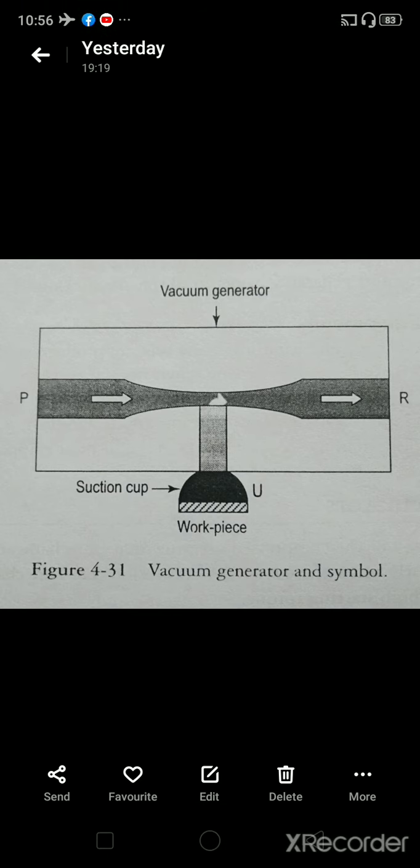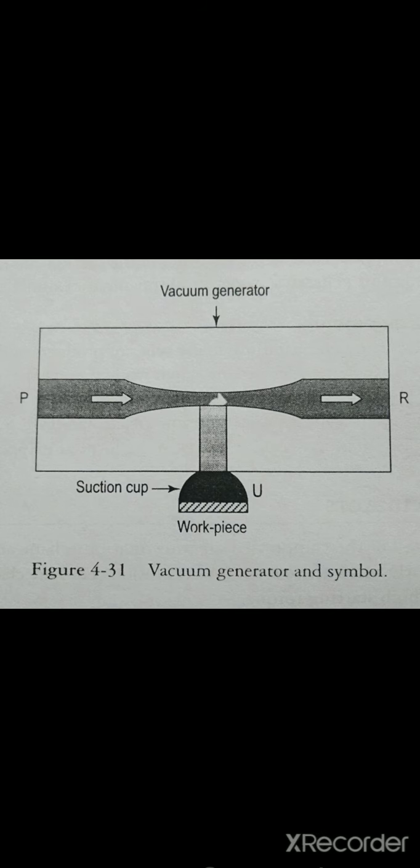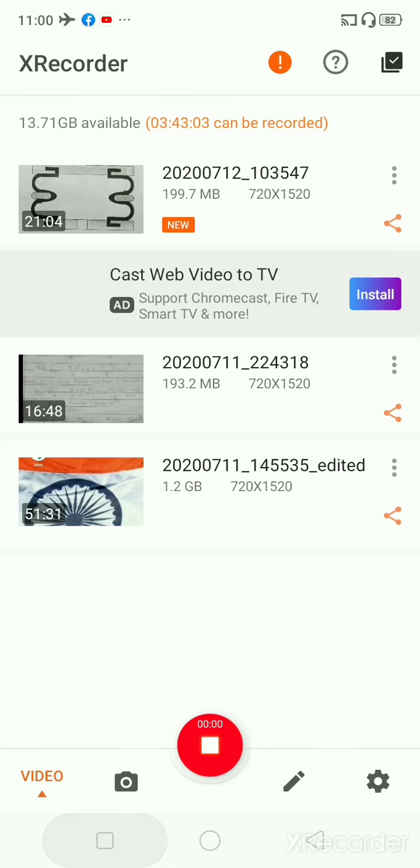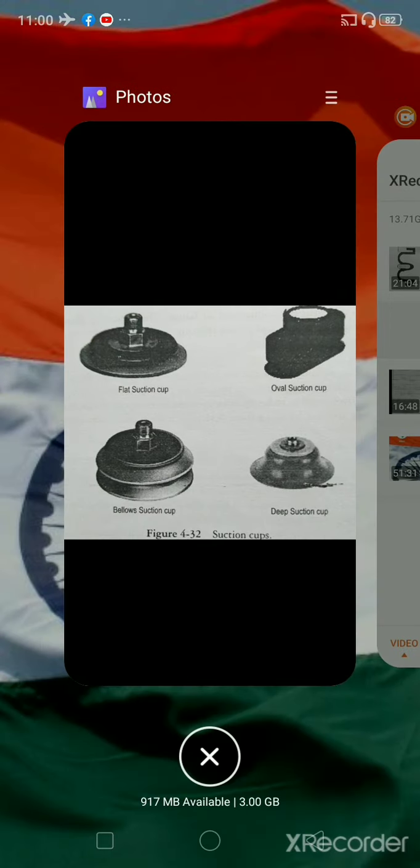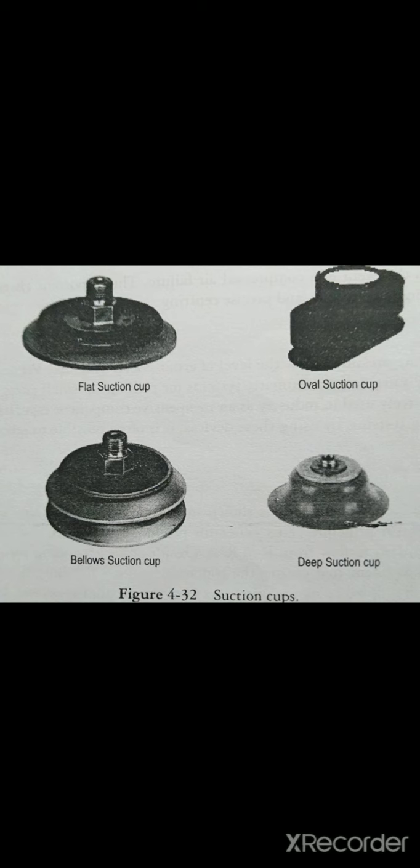The surface of the workpiece has to be clean and even, otherwise the values are reduced depending on the quality of the surface. So within a vacuum generator we can find a suction cup, which looks like on your screen.